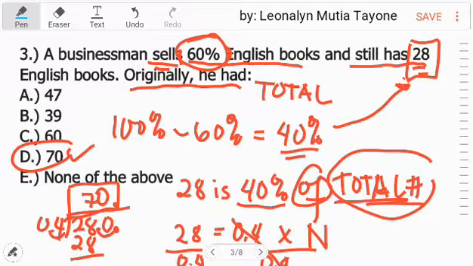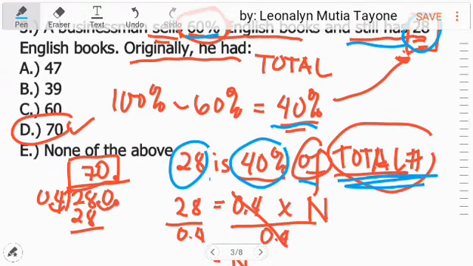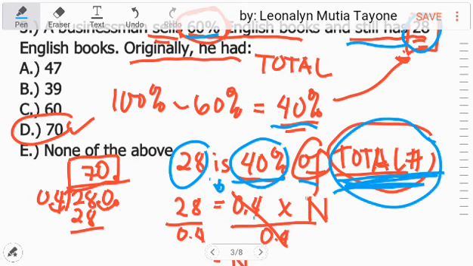Uulitin ko. Bali, recap lang ito. A businessman sells 60%. Yan yung nabenta niya. And still has 28 English books. Bali, yung 28, yan yung natira. Kung nakabenta siya ng 60, ibig sabihin ang natira niya ay 40%. So, itong 28 is 40% of the total sa mga libro niya. So, ito na yung equation bali. So, 28 is equals si 40%, 0.4 yan siya. At let n be that total number sa books.